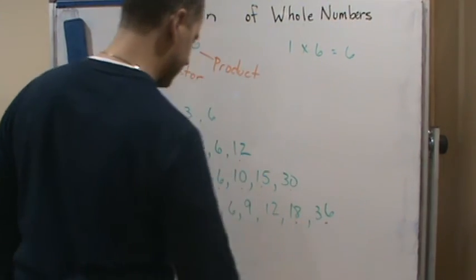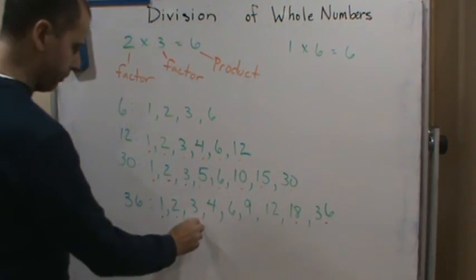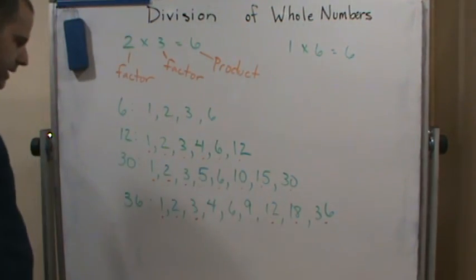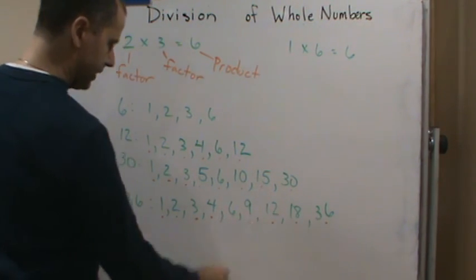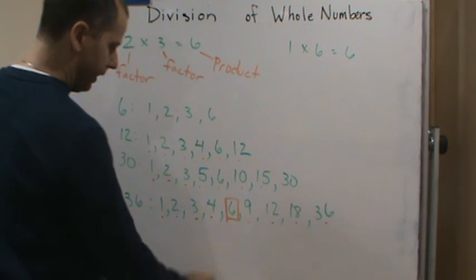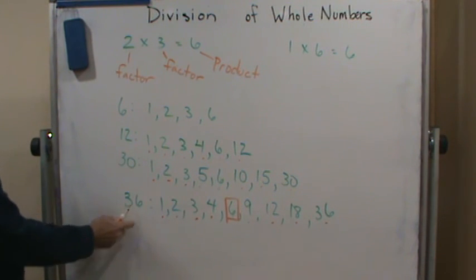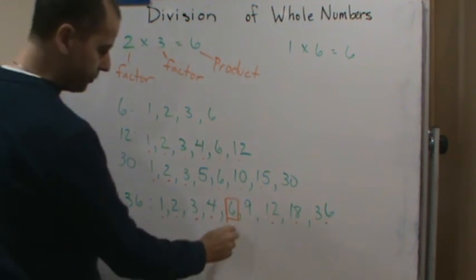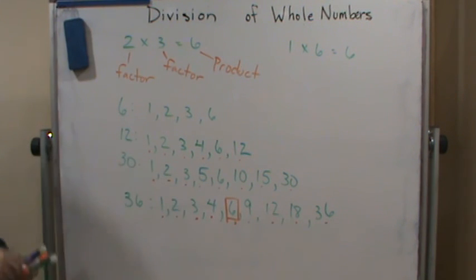So 2 times 18 is 36. 3 times 12 is 36. 4 times 9 is 36. Ooh, well wait a minute, what about the 6? Ah, well 36 is a perfect square. So 6 times 6 is 36.